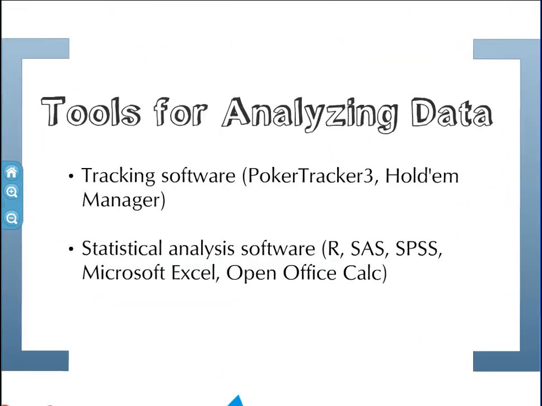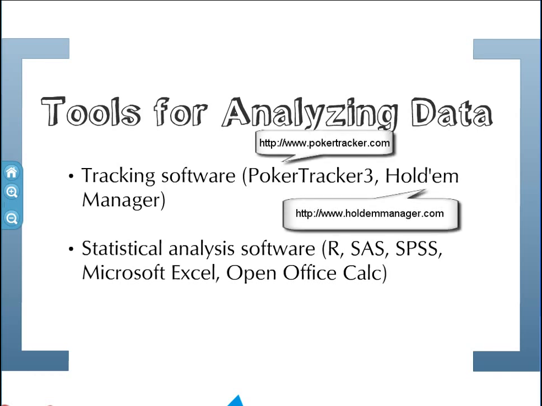Now let's take a look at what kind of tools we can use in order to analyze data. So we really need two categories of tools. First, we need tracking software. If you're new to poker or new to online poker, these are pretty necessary tools. You only need one of them. You either need Poker Tracker 3 or Hold'em Manager. Both cost somewhere between $50 and $80, I think, something like that.